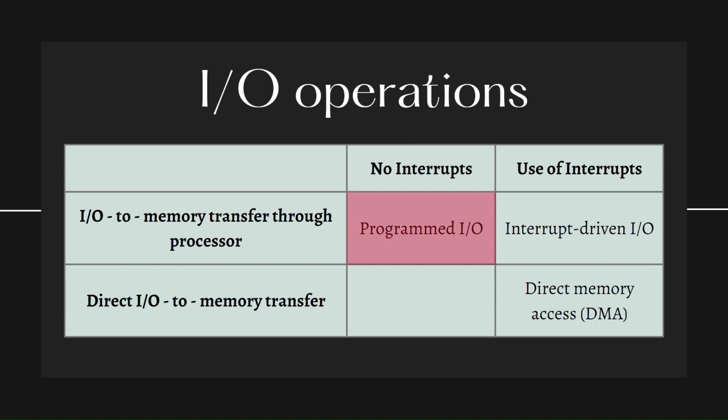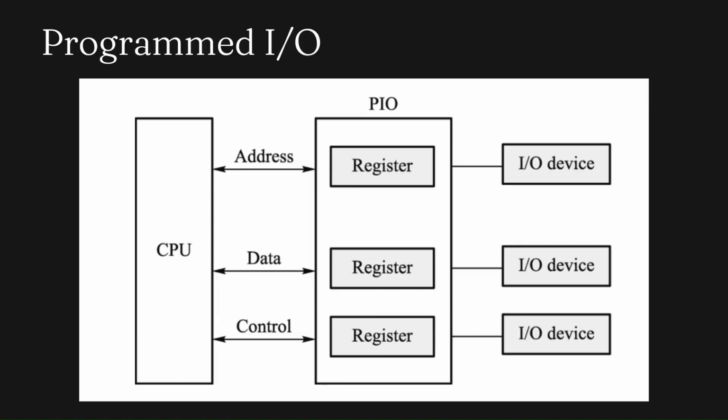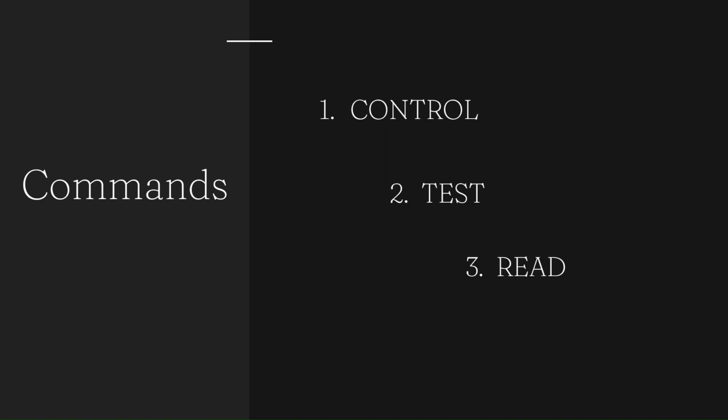Programmed I/O does not use any interrupts and there is I/O to memory transfer through the processor. With Programmed I/O, data is exchanged between the processor and the I/O module. To execute an I/O related instruction, the processor issues an address specifying the particular I/O module and external device, and an I/O command. There are four types of I/O commands that an I/O module may receive when it is addressed by a processor. The first is control, second is test, third is read, and the fourth is write.